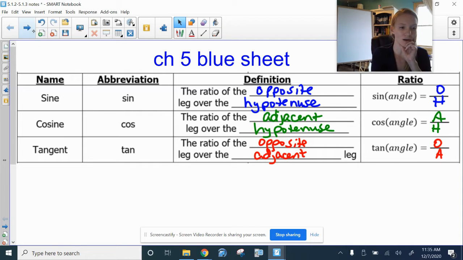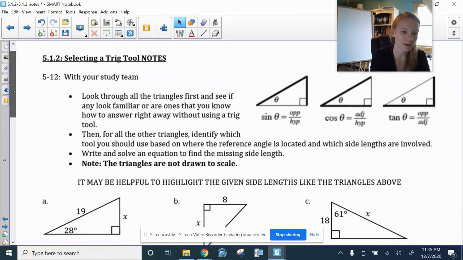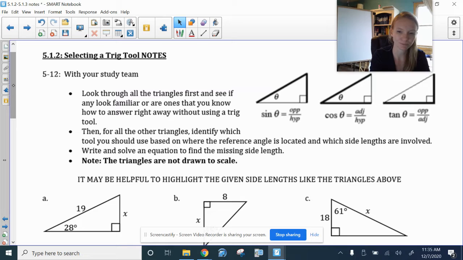Okay, so thinking about that, you could go back and pause that if you needed to write those down. We'll come in and do some more of the blue sheet in just a little bit with the examples on the notes too. That way we can do them all at the same time.